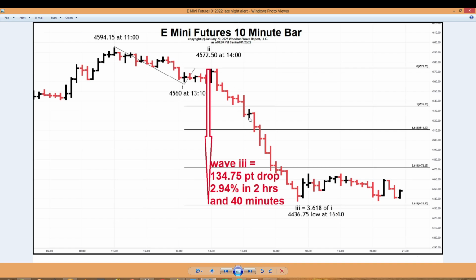Why is this important? Because these charts are all fractals of each other. What you see in a 1 minute, you'll see in a 10-minute, you'll see in an hourly. So if this third wave on a 10-minute chart is showing us what will happen on an hourly chart, then we've got some much bigger declines ahead.